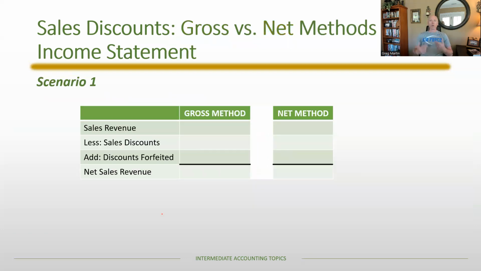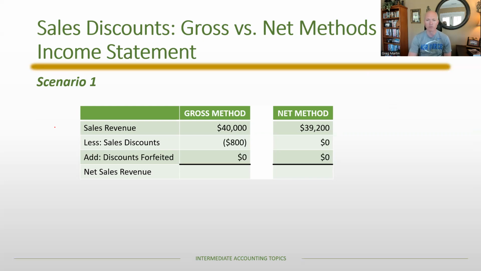So when we report this information on the income statement, there's the sales revenue, and then we're going to talk about the two accounts that could be part of this type of transaction. The one that we're introducing first is the discount. And then on the next example, we're going to go through the discount forfeited. But we're going to show you how you report each. And so with the gross method, of course, we report the 40,000. But with the net method, we only had the 39,200.